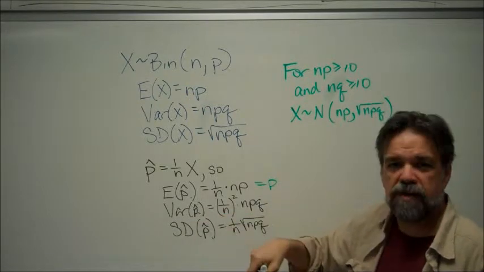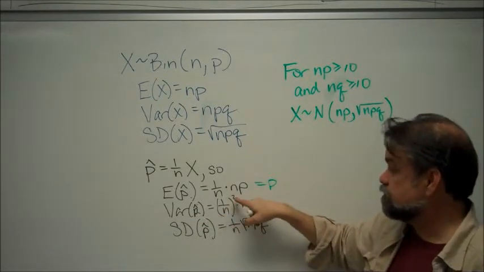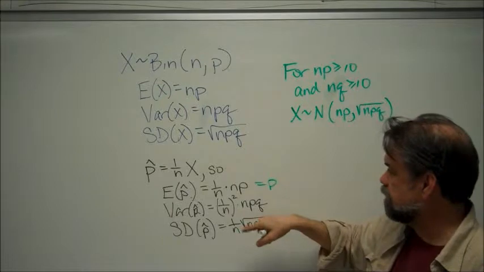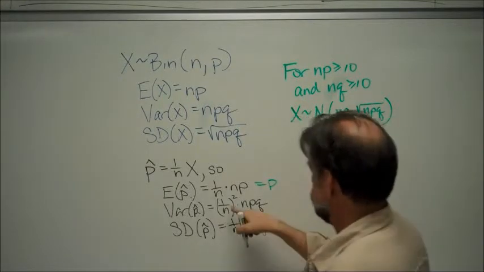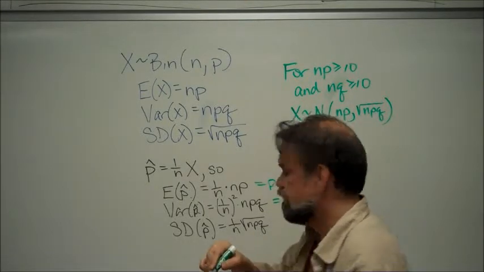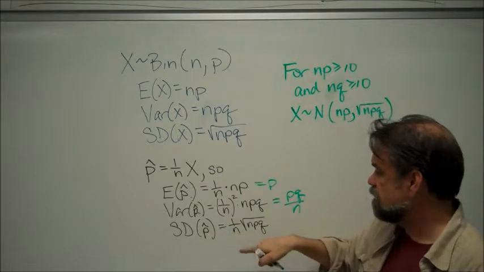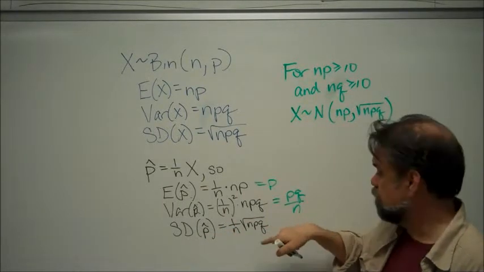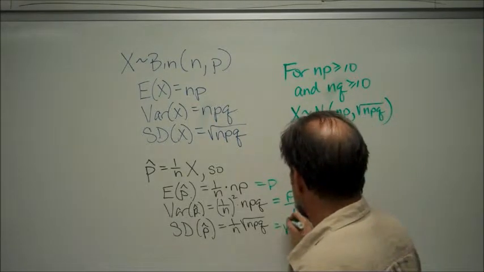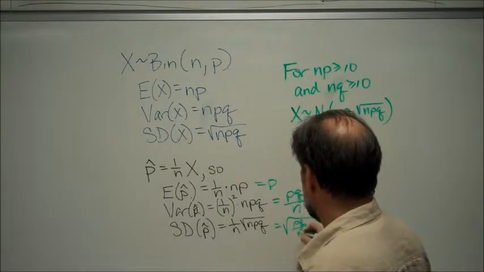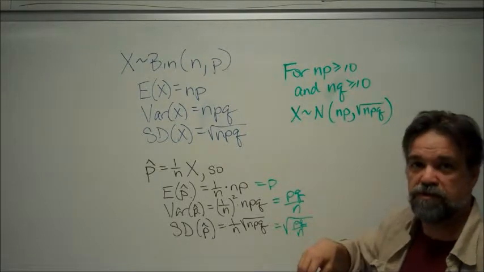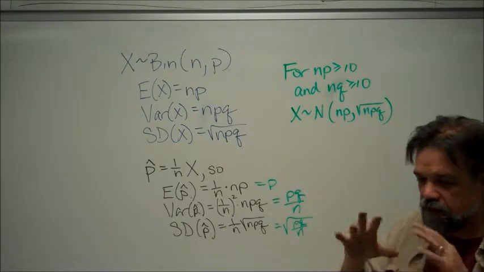And the variance of p hat is 1 over n squared. Go back, look at your notes, it's true. Times the variance of x, which is npq, so one of the n's cancels out, and that's just going to be pq over n. And the standard deviation of p hat is 1 over n times the square root of npq, or an easier way to do it, take the square root of pq over n. That's what the standard deviation of p hat is. All right.